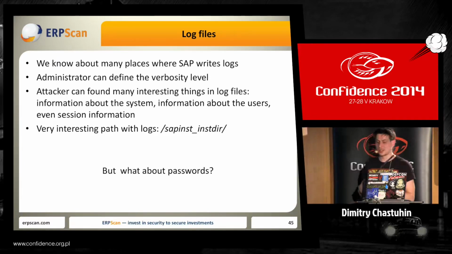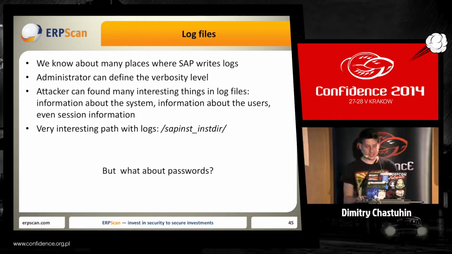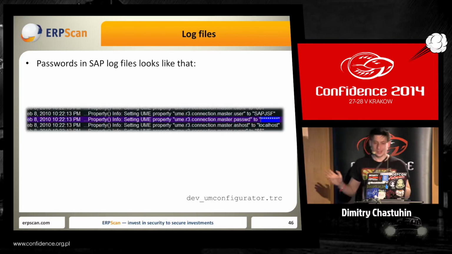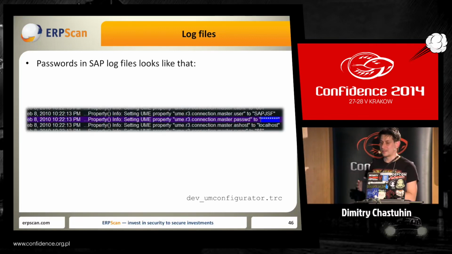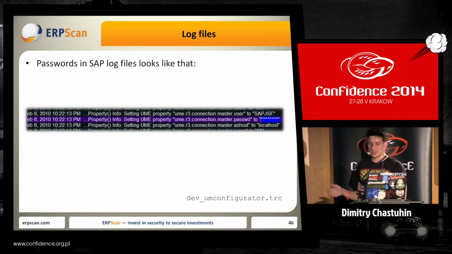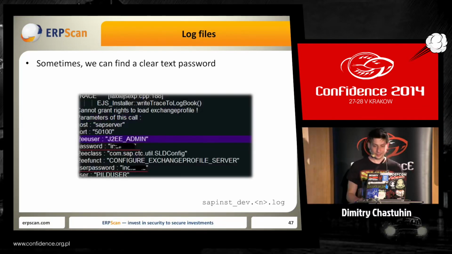This directory stores the files which are used during SAP installation processes, and in this folder the attacker found many interesting log files. Let's see. This is a typical log from this directory. As you can see, the password is replaced. Okay, go next. Yeah, it looks better. The attacker can find a clear text username and password in log files, but to be honest, this situation does not happen so often. So go next.